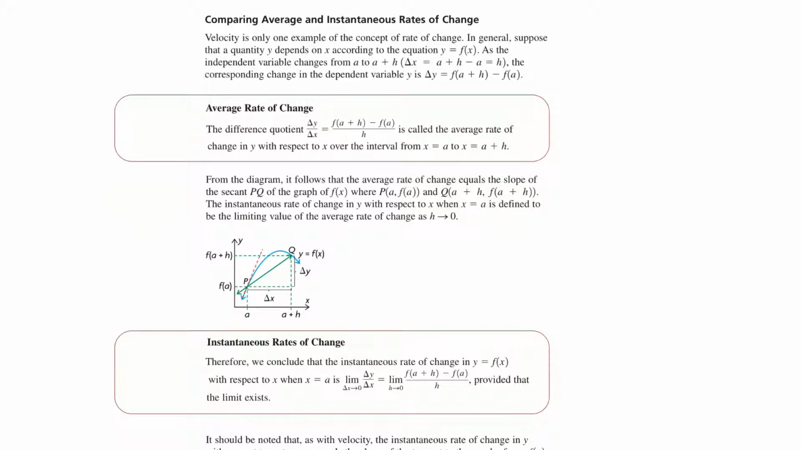Generally speaking, the average rate of change of f on the interval a to a plus h is f of a plus h minus f of a over h. And as you know, average velocity, the average rate of change, is the rate of change over an interval.